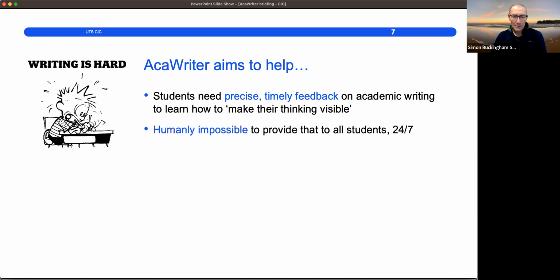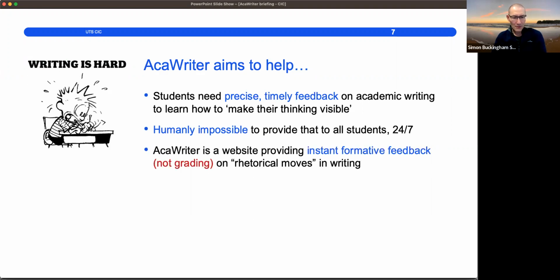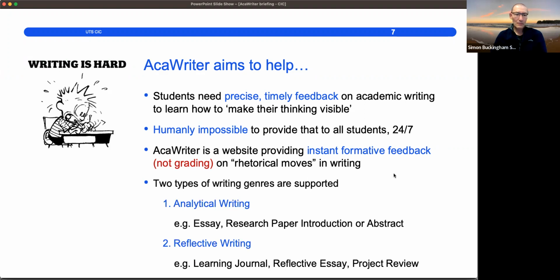It's obviously humanly impossible to provide all students with 24/7 instant feedback on draft after draft after draft. So this is a niche opportunity for automation, without wanting to do our humans out of a job. We're not talking about automated grading here. That's still a very complex, nuanced judgment that we need academically trained people to make. So no grading, but feedback on what we're calling rhetorical moves, and we're going to explain what we mean by those rhetorical moves. And we have basically two kinds of writing genre that we support.